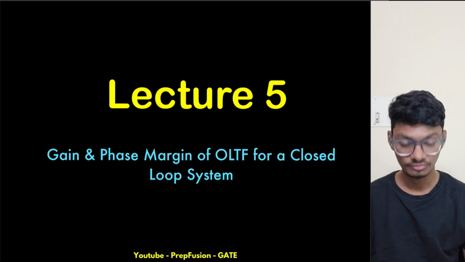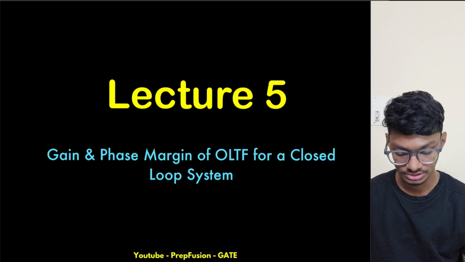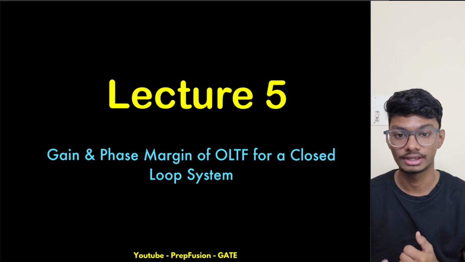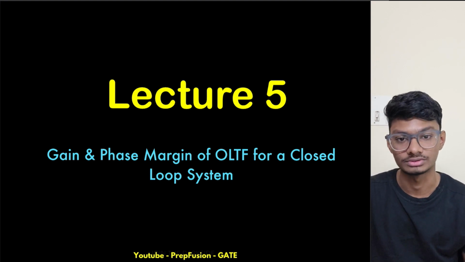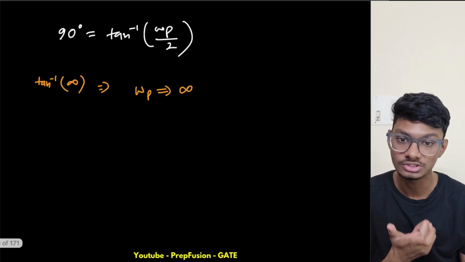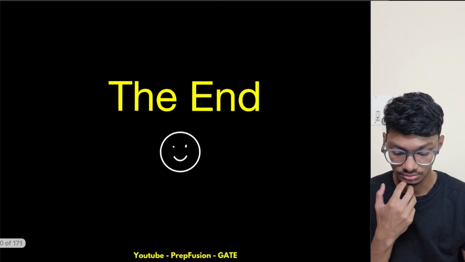I'm Anish and today we'll be starting lecture 5 of polar plots. In the previous lecture we learned about a few relative stability parameters, like the gain crossover frequency and the phase crossover frequency. So what does gain crossover frequency mean? It is the frequency at which the magnitude of my OLTF becomes 1.